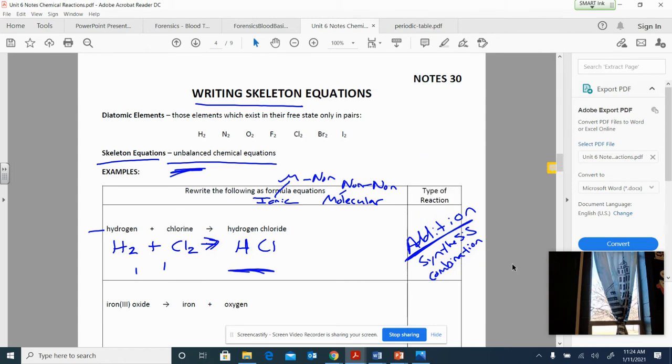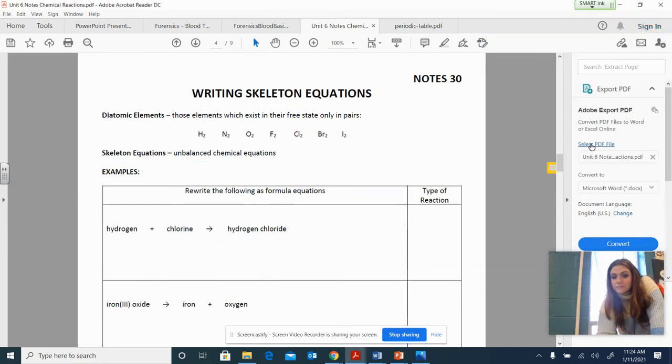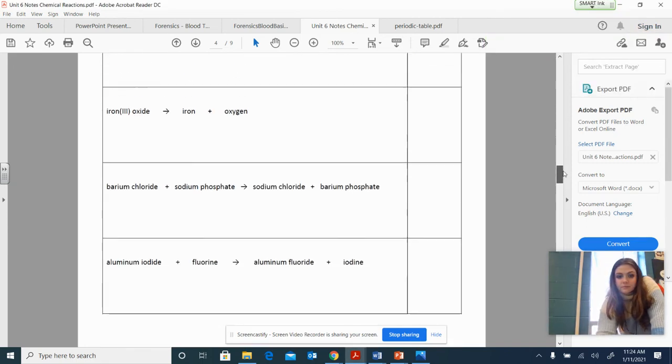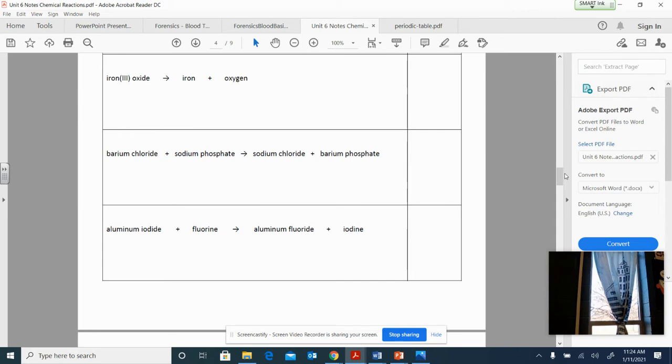Oh, let me scroll down. Okay, now that we kind of know what we're doing, I'm going to try to speed up a little bit, because we only have 4 left. Try to get those done. All right. So same thing. We're just using our naming skills that we did before to write down their formulas down here, but then tell me what kind of reaction that is.